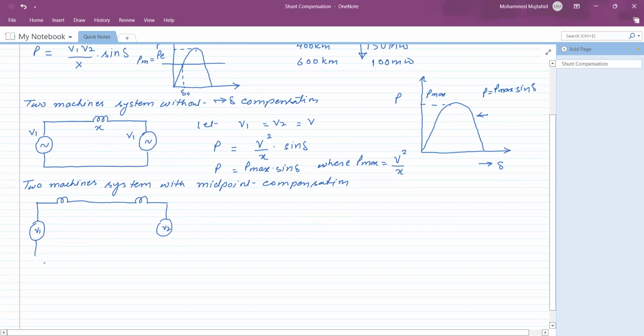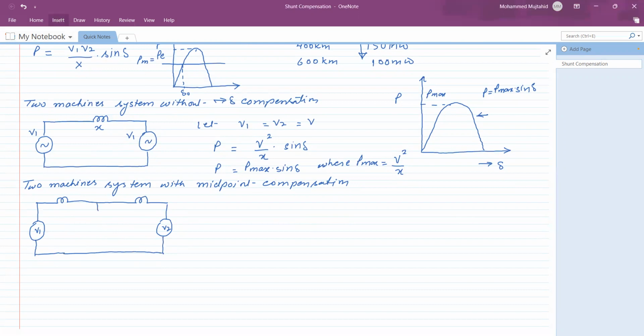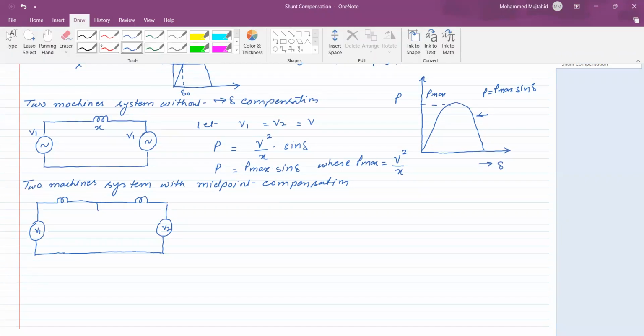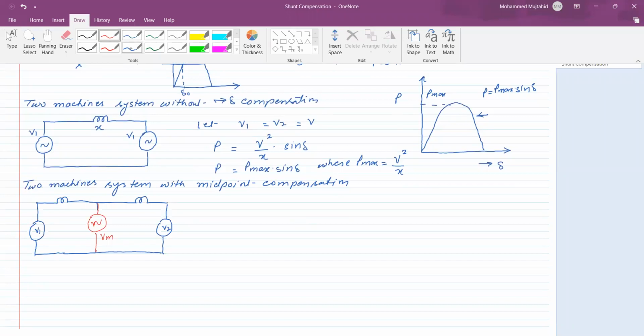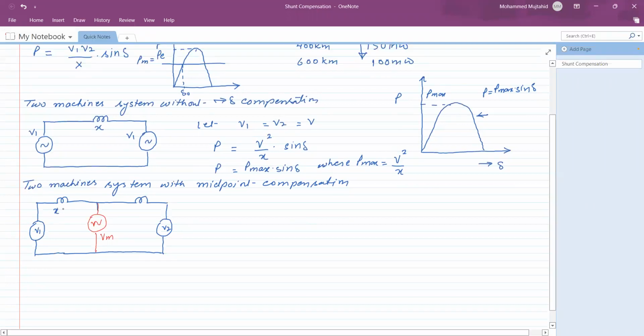Again, V1 is equal to V2 is equal to V3. Sorry, V3 is V maximum. So let here we have connected a shunt compensation at the mid of the transmission line. This is the shunt compensation, and the voltage is Vn. Okay. So under such condition, this reactance becomes X by 2. This reactance becomes X by 2. Total reactance is as it is, V1, V2. Now here again we consider V1 is equal to V2 is equal to V maximum at the center.